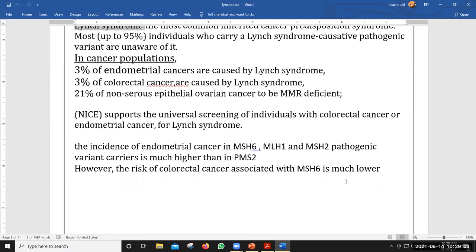Although Lynch syndrome leads to multiple tumors, the good point is that they have a good prognosis and a good survival rate. It's something good, so they are not very bad. There is good prognosis.